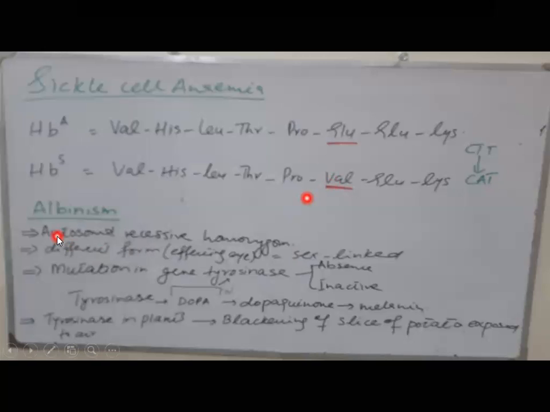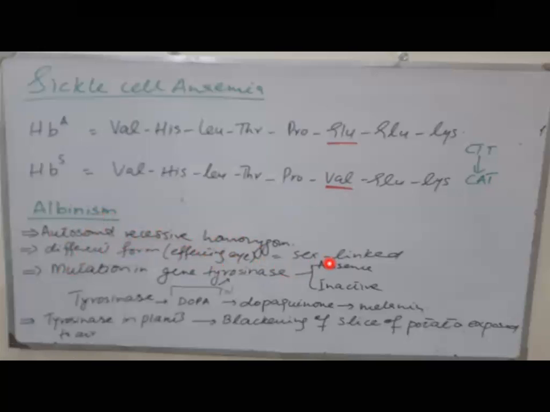The next example is albinism. Albinism is an autosomal recessive trait. It means that it will represent itself only in the autosomal recessive homozygous condition. One type of albinism is different: it affects the eye, not the skin. That is sex linked. Now, what actually happens in albinism?